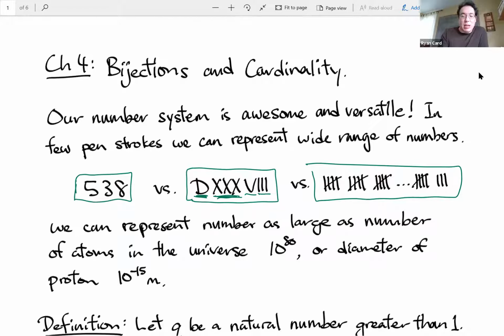But it goes beyond that. If you wanted to represent numbers as large as the number of atoms in the universe, 10 to the power of 80, you don't even have enough space to write down all the hash marks, because you're using up more than one atom for each dash that you write down. And you might be able to write down something small in scale, such as the diameter of a proton, which is 10 to the negative 15th meters, which is 1/1,000,000th of 1 nanometer.